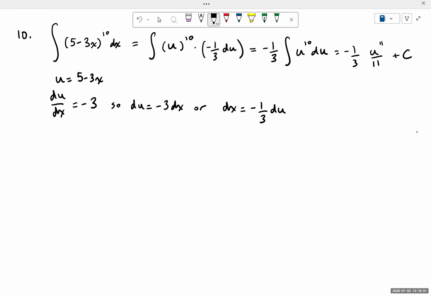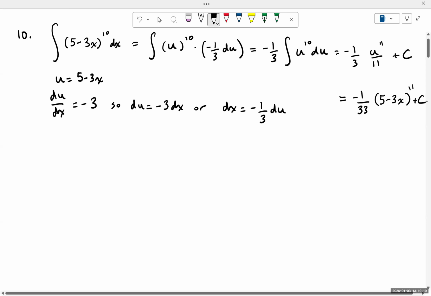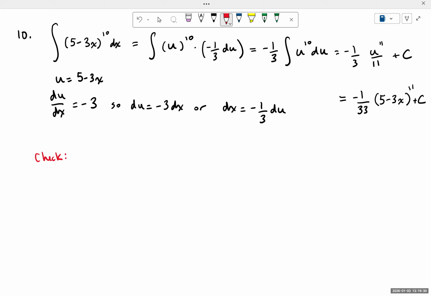I'm still not done though, because I started with an x as my variable, so I have to substitute back in for my x. So what I'm going to get as my final answer is this 5 minus 3x to the 11 plus c. Okay, as always, we can check by taking the derivative, and I'm going to do that here just because it will enable you to understand why we're doing it this way.